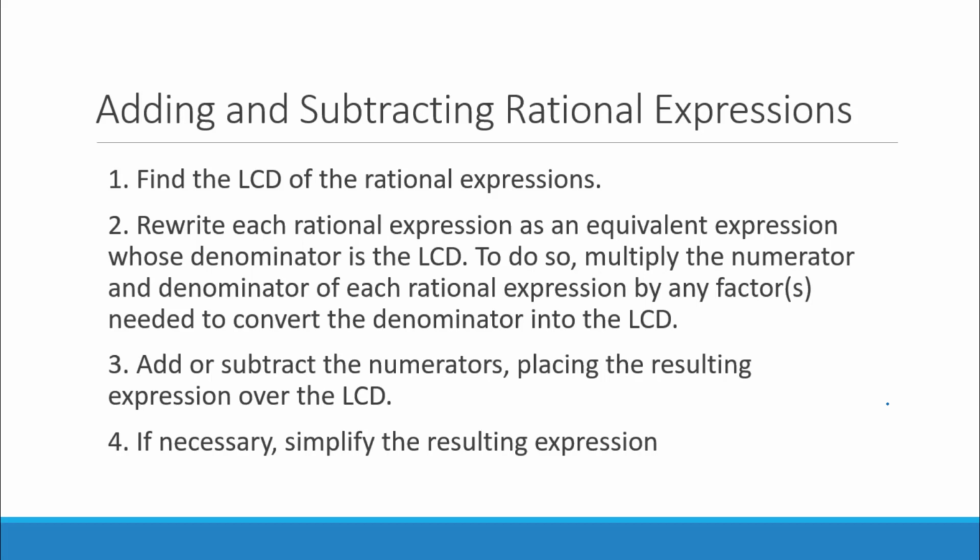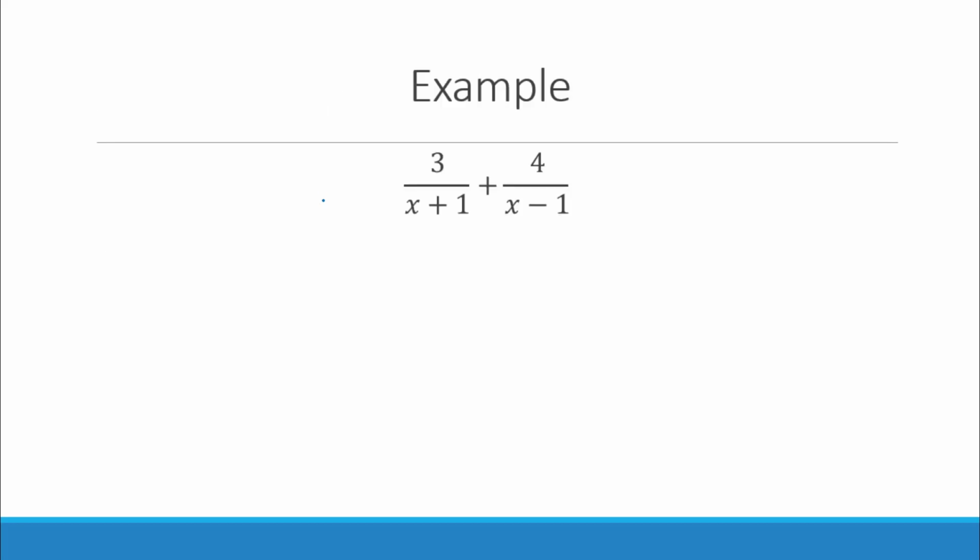So when you're adding and subtracting rational expressions, you find the LCD first. You rewrite the rational expression as an equivalent expression with that denominator. You add or subtract, and then if necessary, you want to simplify the result.